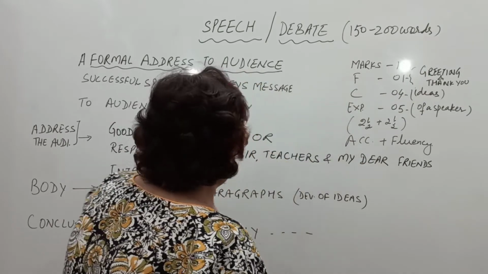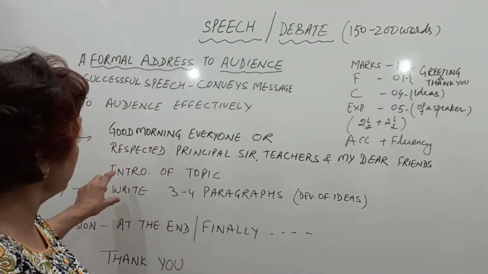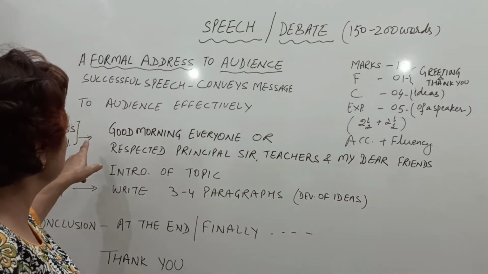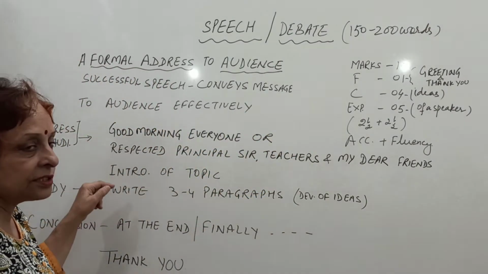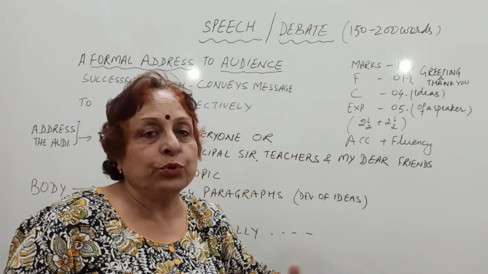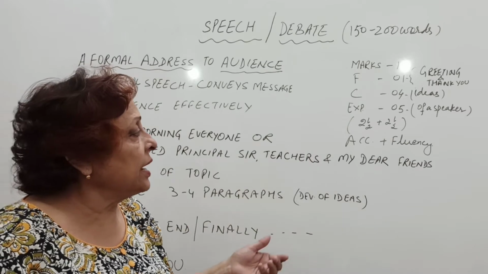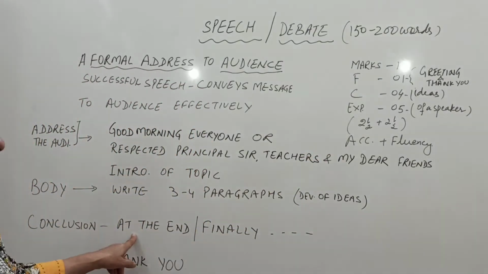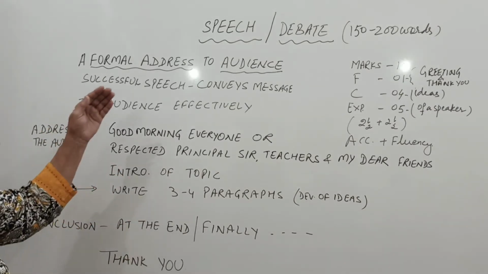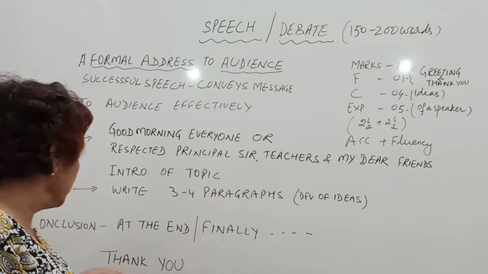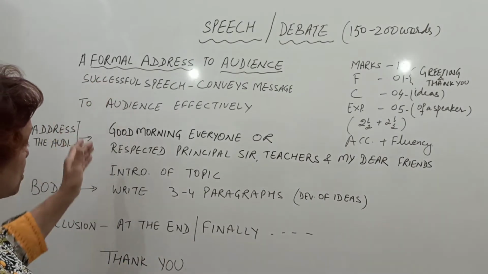Next is ideas, 4 marks, where you have written 3-4 ideas. Expression is how you have introduced, how you have started the topic and how you are expressing, putting forward your views, and in the end, how you conclude. That is the expression. Basically, the beginning and the ending gives an idea about the expression. So, this is how a speech is to be written.